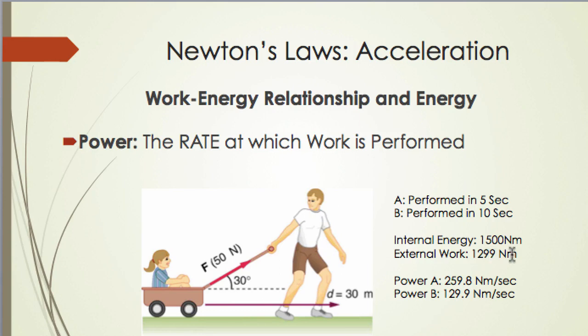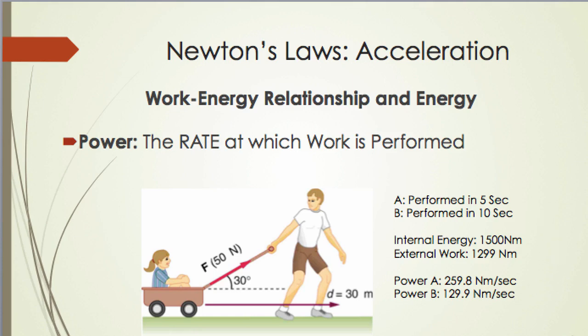So let's introduce our element of time. So in traveling 30 meters, let's say he does that very quickly, in 5 seconds. That would be very fast. Then the power would be 1,299 newton meters divided by 5 seconds, which would be 259.8 newton meters per second. That's a high degree of power. Let's say, on the other hand, he does it in 10 seconds. Well, now, power is halved, right? 129.9 newton meters per second, because it's taken in 10 seconds.